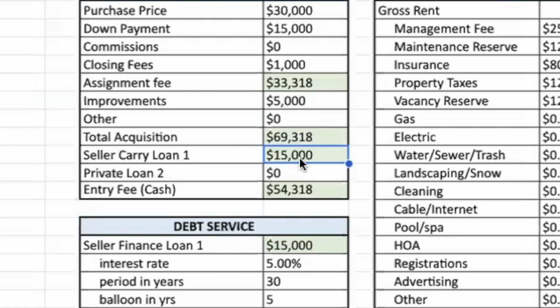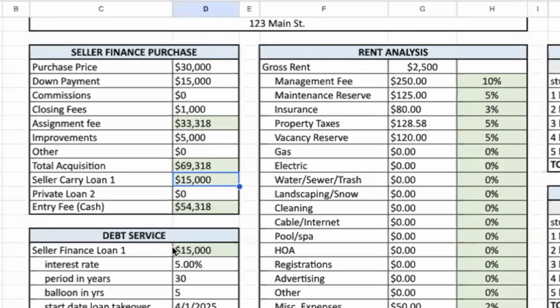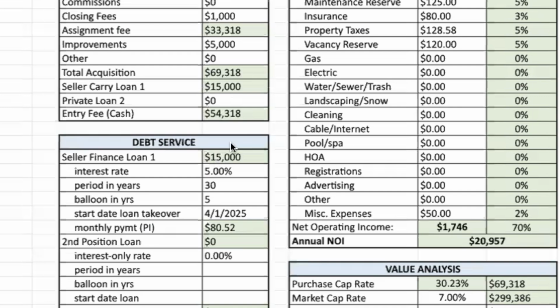Seller carry, I would assume there's no seller carry on this deal. Well, no, there is, because you're buying it for 30 and putting 15 down. So your loan's for 15. Got it. You're right. My bad.